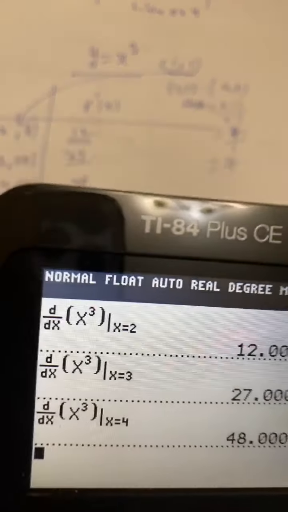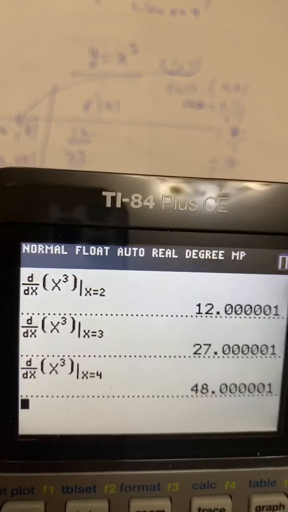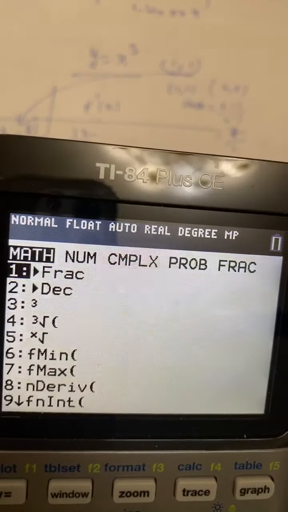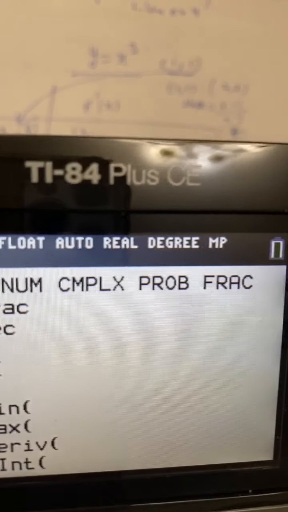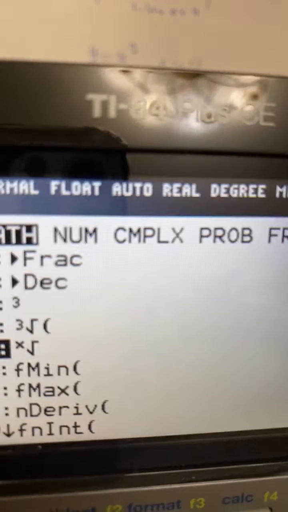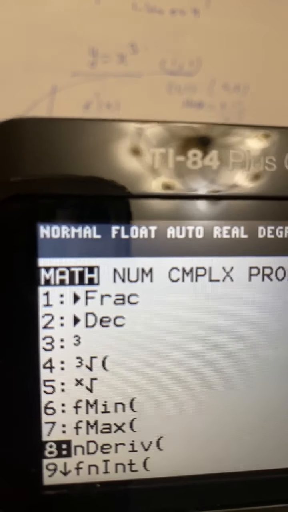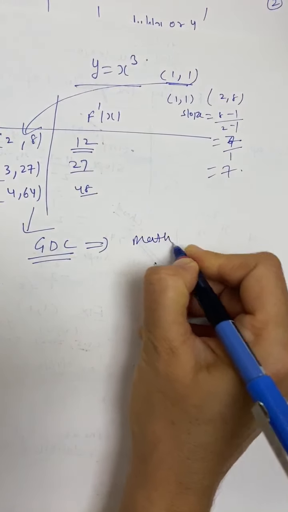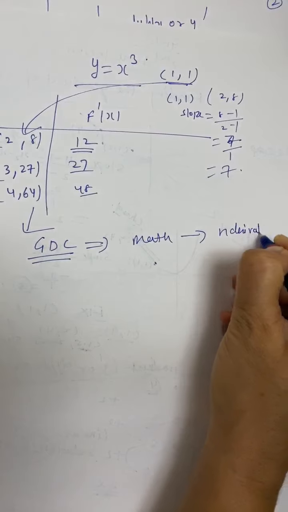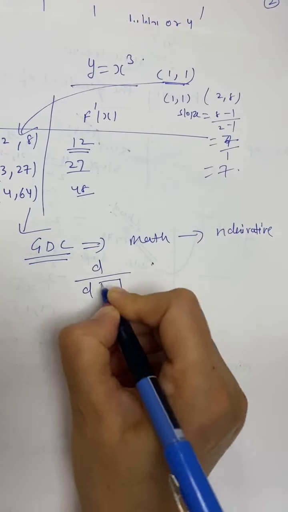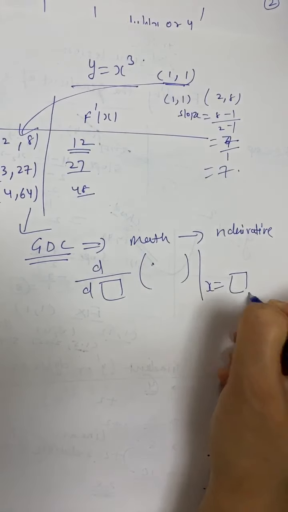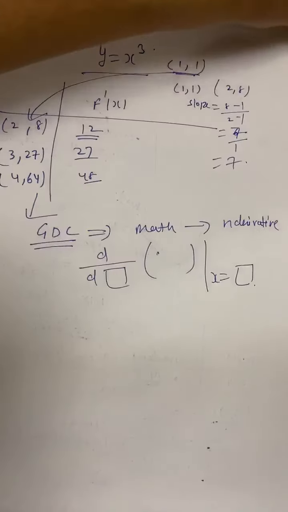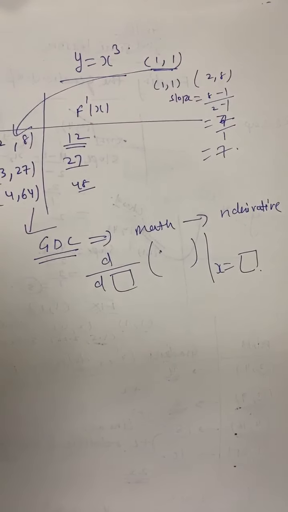Okay, again one more time. How did I do that? You went to math, and then this is your n derivative, which is number 8 in my case. So you go to math and then you go to n derivative, and you will be able to do that. You go d by dx and the function, and then x is equal to whatever point you want. So you can use your calculator to find the derivative at a specific point, but you can't use the GDC to derive any general rule.